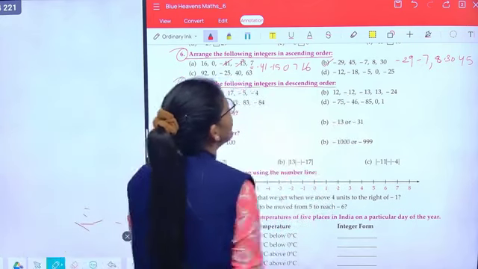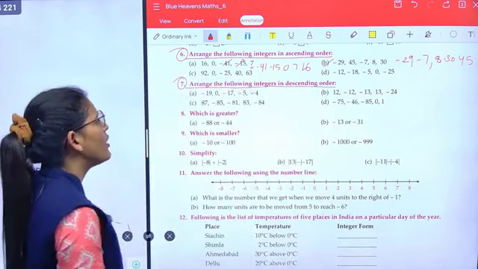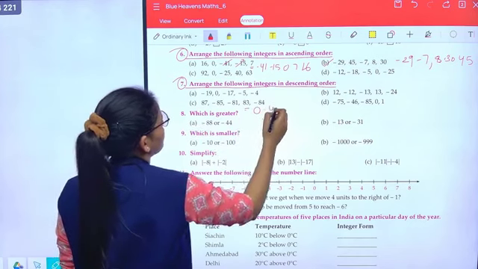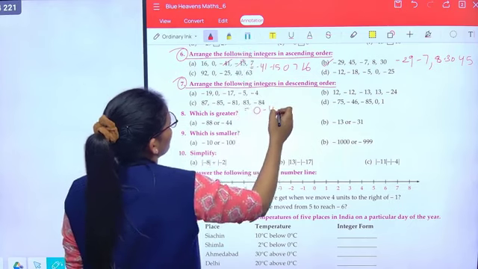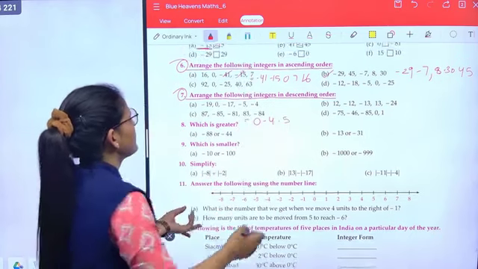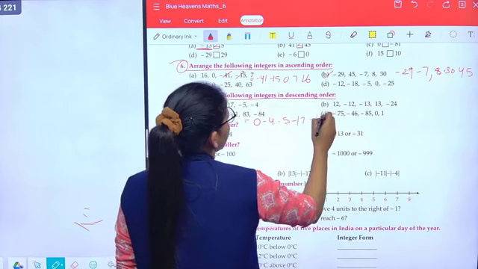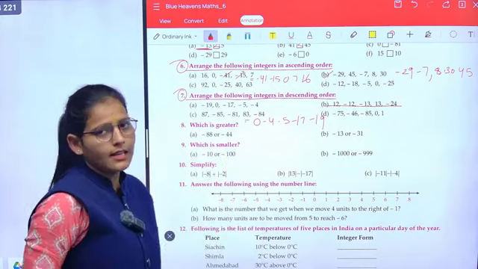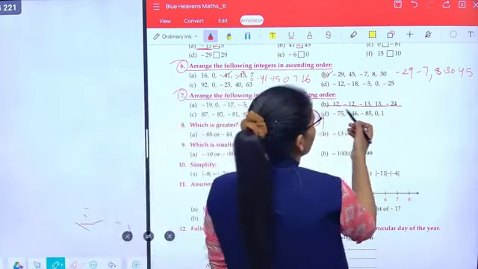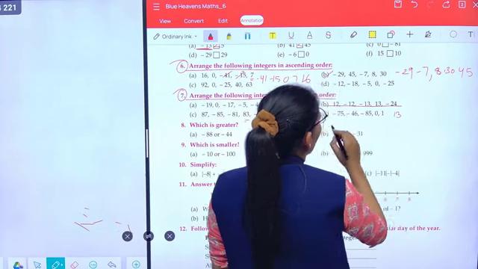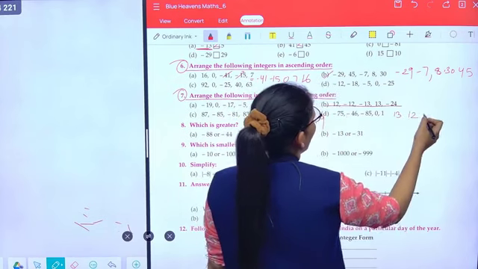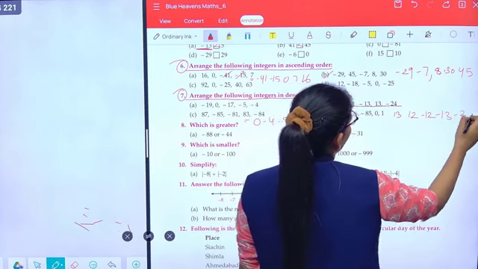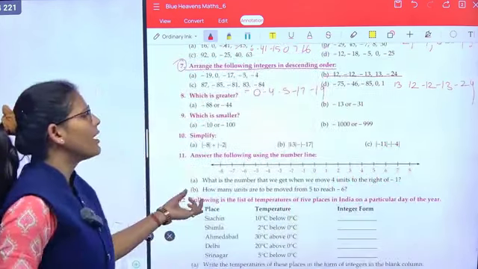Now arrange the following integers in descending order. Now class, descending order के लिए 0, -4, yes, -4, -5, -17 and -19. Now class, see the B part. Yes class, descending order सबसे बड़ा number, that is 13. Now class, 12. Now -12, -13 and -24. Of the parts, do yourself.